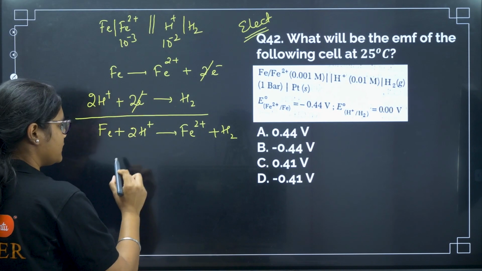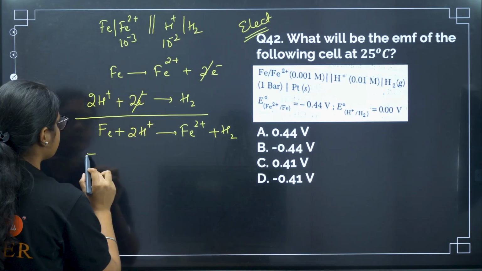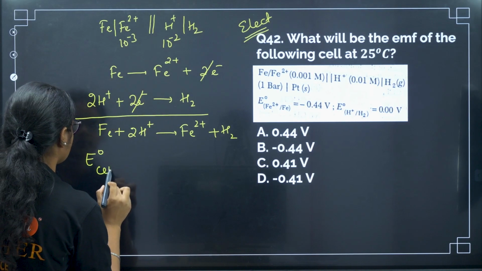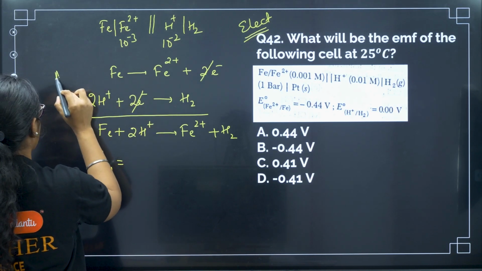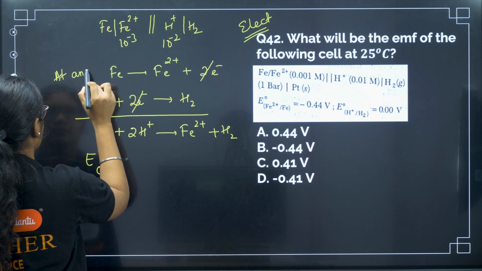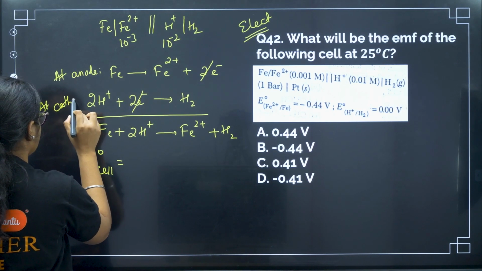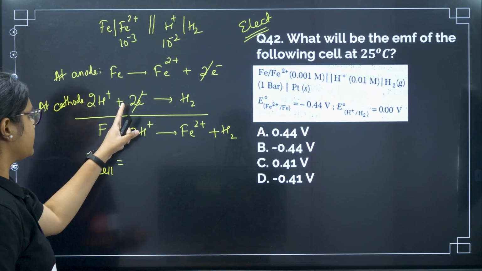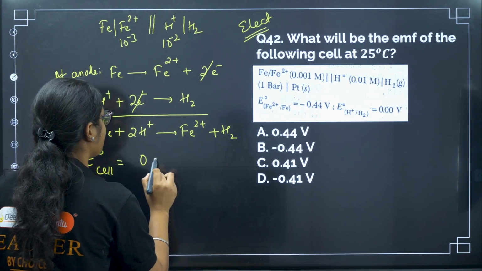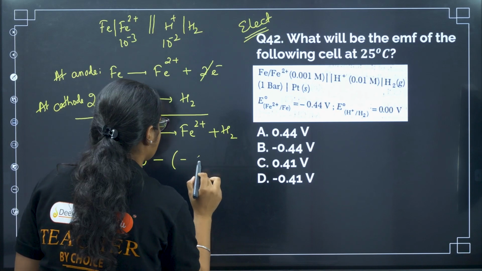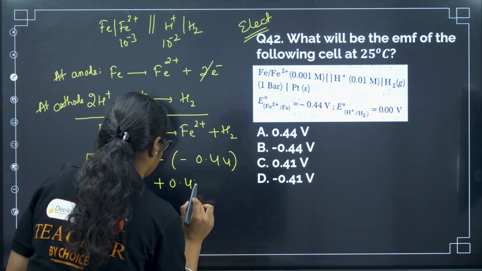Now for the E of the cell, we can first calculate E naught of the cell. E naught of the cell will be E naught of cathode minus anode. So this is at the anode and this is at the cathode, right? At the cathode, the electrode potential for hydrogen is assumed to be 0. So 0 minus, for Fe2+, 0 minus 0.44. So we'll get plus 0.44 volt.